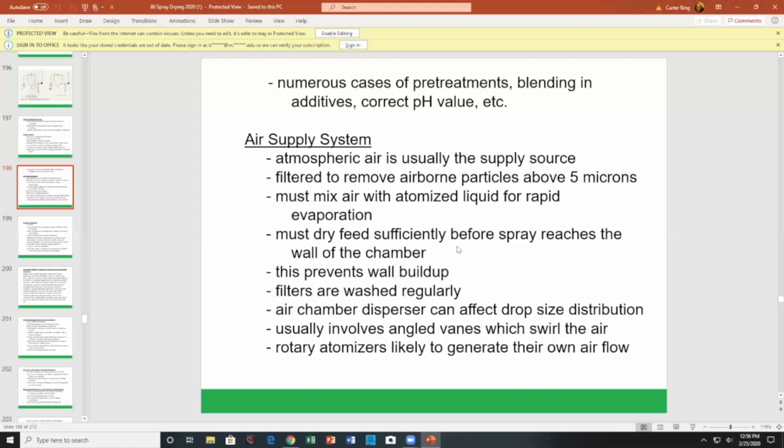Must dry the feed sufficiently before the spray reaches the chamber wall, which prevents wall buildup. Filters are washed regularly. You've got the air filter, right? You've got a filter in the feed.